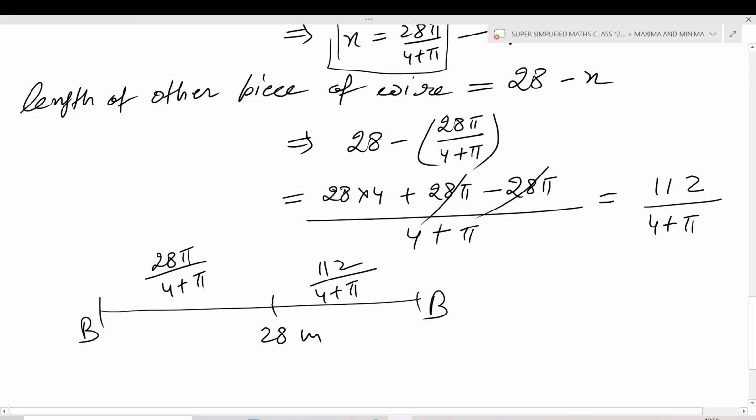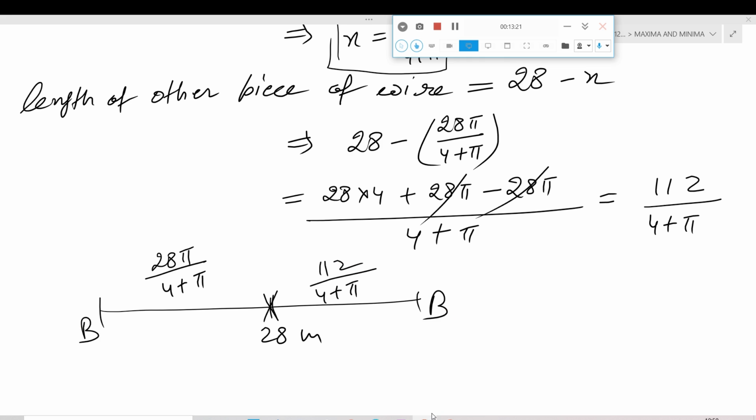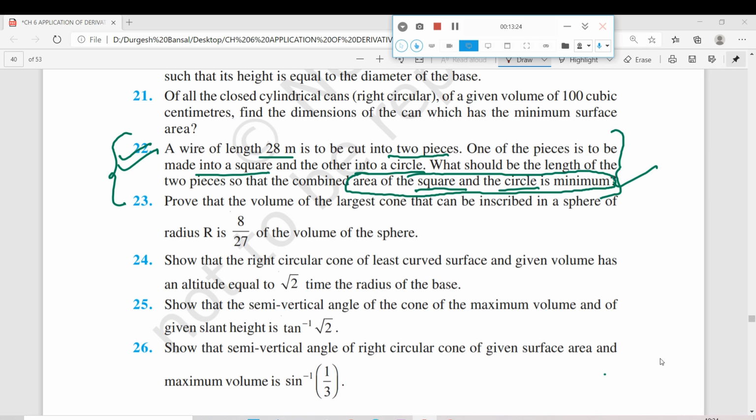Now go through question number 23 of exercise 6.5, which says: prove that the volume of the largest cone that can be inscribed in a sphere of radius r is 8 by 27 of the volume of the sphere. So the volume of the cone has to be the largest, the cone is inscribed in the sphere, the radius of the sphere is given to be r, and we have to prove that the volume of the cone is 8 by 27 of the volume of the sphere.